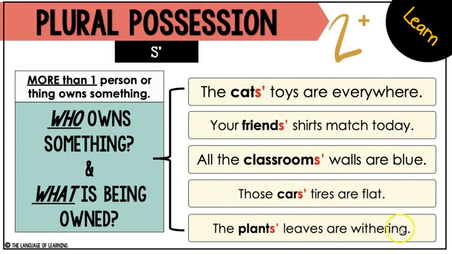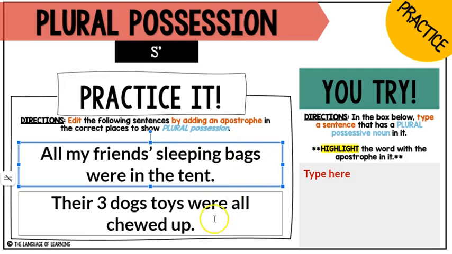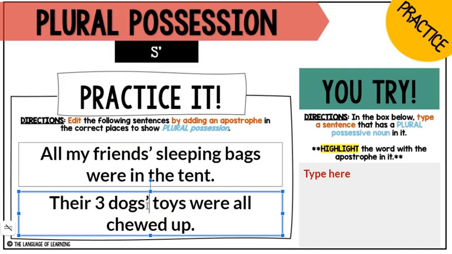And then the plants' leaves are withering. Plants is the who. Leaves are what is being owned. Okay, now we're going to edit these by adding the apostrophe in the correct place for the plural possession. All my friends' sleeping bags were in the tent. Remember this is after the S if it's more than one. Their three dogs' toys, remember the dogs own the toys, were all chewed up, and it's going to go after the S because it is plural.